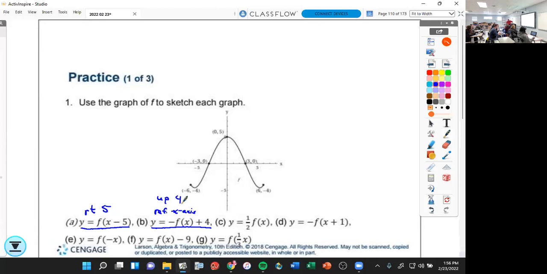It's inside the parentheses. What is it modifying? Is it modifying the function or is it modifying the x? Because it's modifying the x, it's going to affect horizontal, right? So it's a horizontal what? Nope. You would think it is, but because it's inside, it's a horizontal stretch by a factor of 3. That's exactly right. It stretches it by a factor of 3 in the horizontal direction.